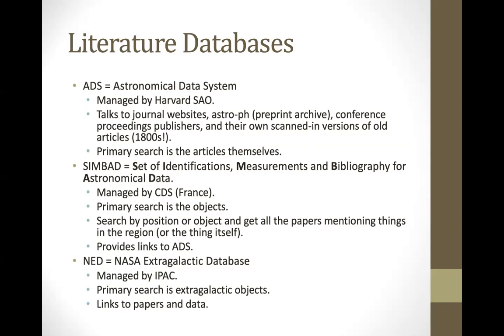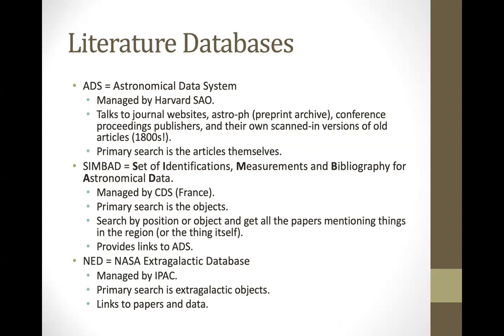This one talks to the journal websites directly. It talks to AstroPH, which is the preprint archive, sometimes called Archive, arXiv. It talks to conference proceedings publishers, and they have scanned in versions of old articles back through the 1800s. Their primary search is the text of the articles themselves.